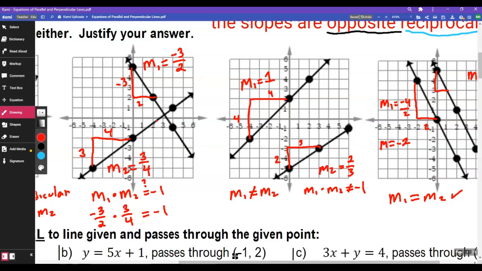However, upon inspection, when I multiply these, negative 3 over 2 times 3/4 does not equal negative 1. So therefore, it's neither. No, neither. And then on number 4 here, the fourth one, when I compare them, one's 4 over 4, which is equal to 1. The other one is 2/3, so these are not equal, so they're not parallel. And these don't multiply to negative 1 either. So these are also neither.